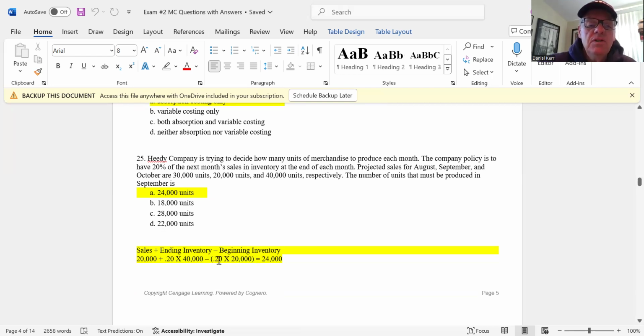So the beginning inventory is you wanted to have on hand 20% of the units you plan to sell in that month. So if you use that formula, the production is sales plus ending inventory minus beginning inventory, you come up with 24,000, and that is indeed A.